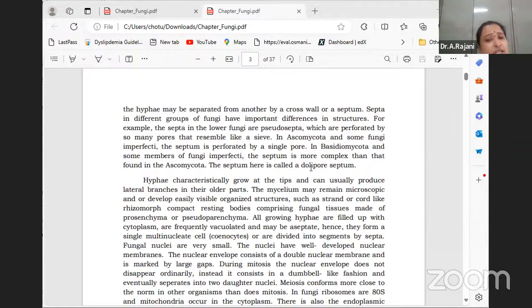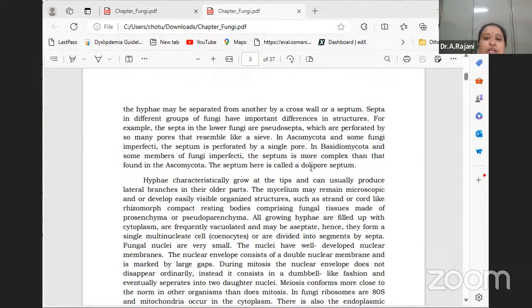Another one, the Ascomycota. In the fungi, the first classes are Mastigomycotina, Ascomycotina, Zygomycotina, Basidiomycotina, and Deuteromycotina. These are the classification; when we come to classification, I'll explain that.